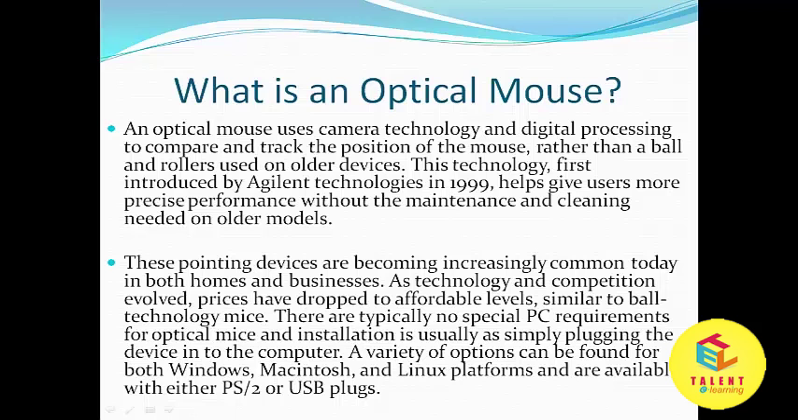An optical mouse uses camera technology and digital processing to compare and track the position of the mouse, rather than a ball and rollers used on older devices. This technology was first introduced by Agilent Technologies in 1999. It helps give users more precise performance without the maintenance and cleaning needed on older models.